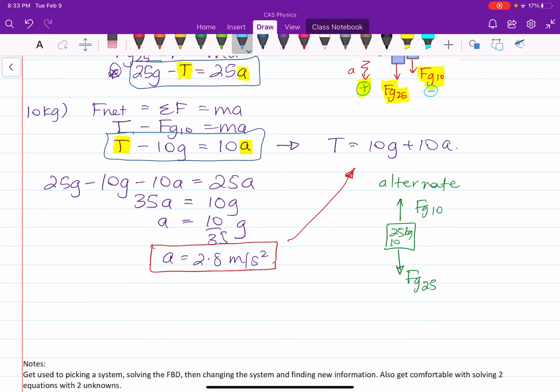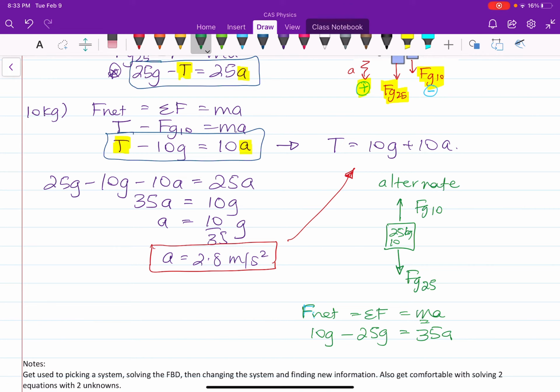Just solving this way, we would end up with F net equals the sum of the forces, which equals ma. So the sum of the forces, let's just put in the numbers, 10g minus 25g equals, and then the combined mass for this m, it's 35a. And you can see already that's exactly what we got before. Oh, it's not, because I made a mistake.